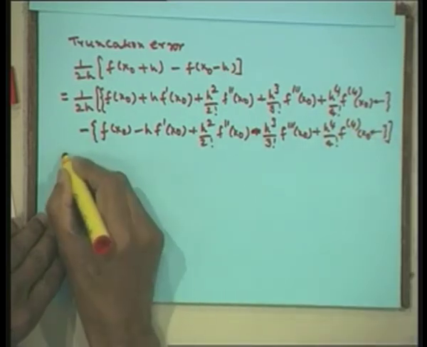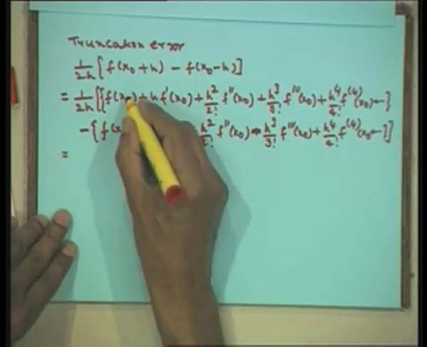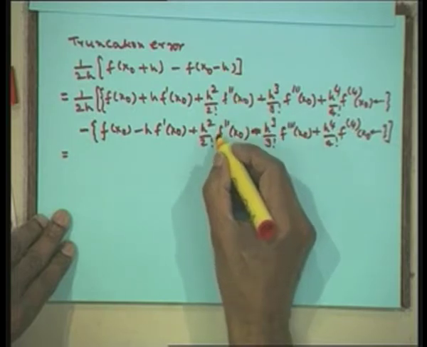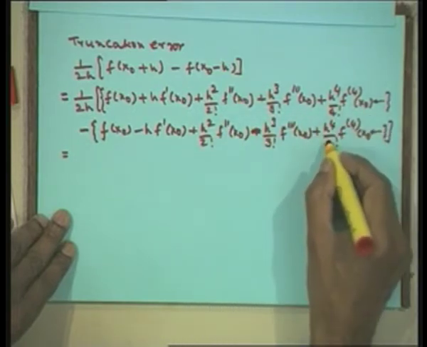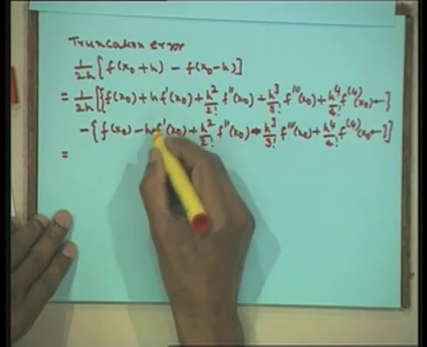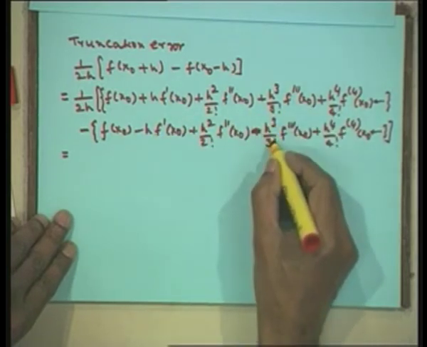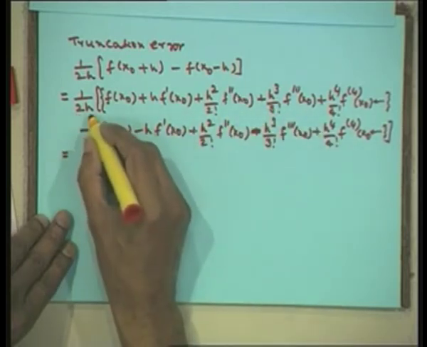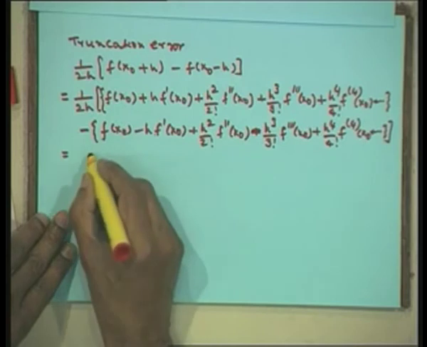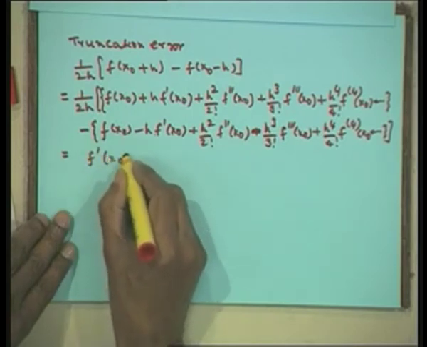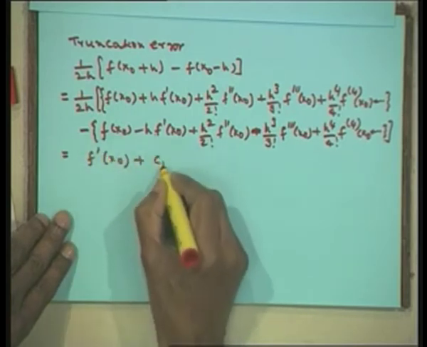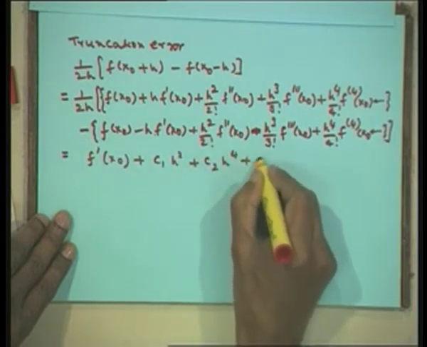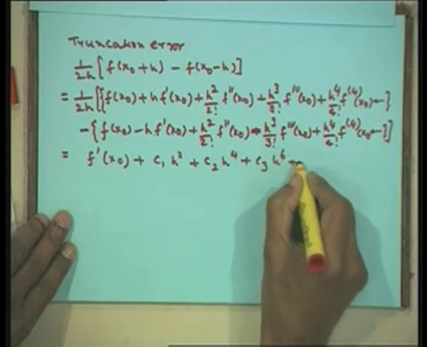and so on. Now, we can see f(x0) cancels with f(x0), second derivative terms cancel, fourth derivative terms cancel, and the first derivative term adds up, the third derivative term adds up, giving us 2 times these terms. Now, we cancel 2 times h, then we produce here f'(x0) plus some c1 h^2 plus c2 h^4 plus c3 h^6 and so on.